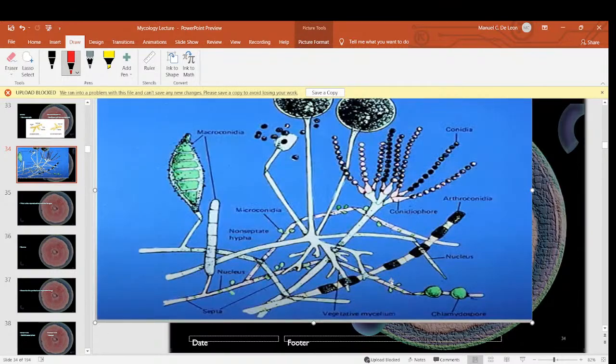All right, let's try to go at it one by one. Chlamydoconidia is located terminally at the tip. Is it at the tip of the hyphal strand? No, it's not at the tip of the hyphal strand. So most people answered B, so we're already a little bit wrong here. Is it sessile? Is it located on the side of the hyphal strand?